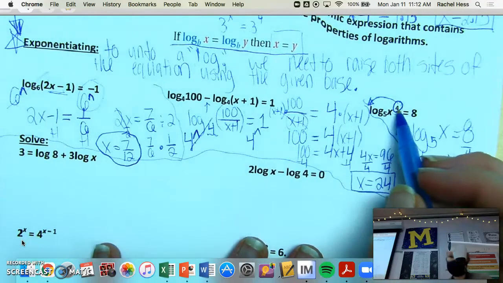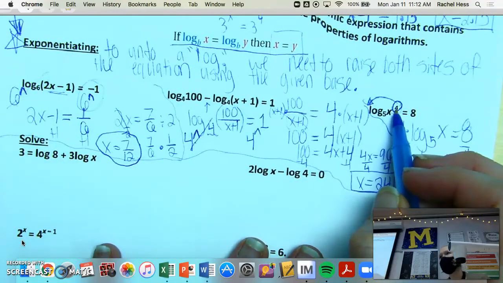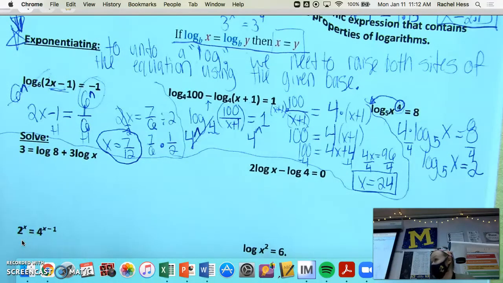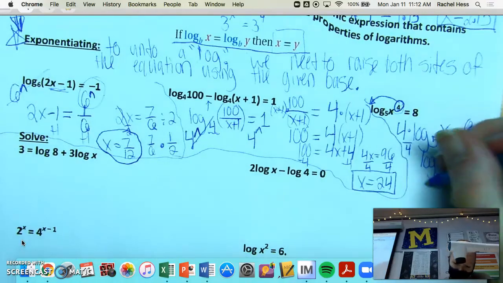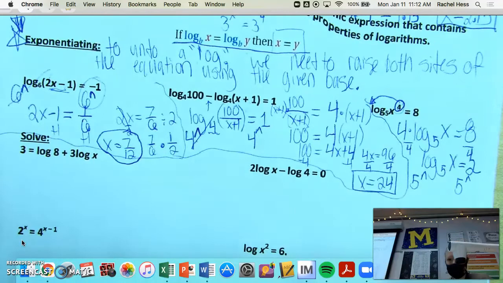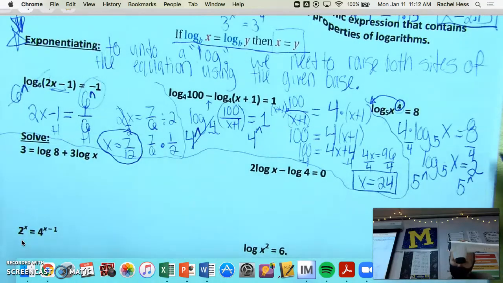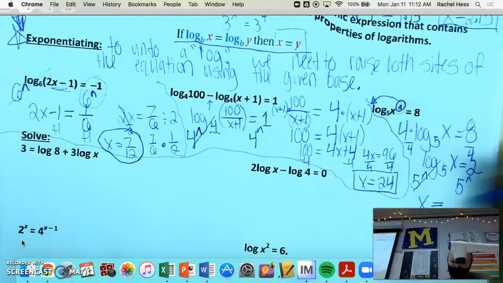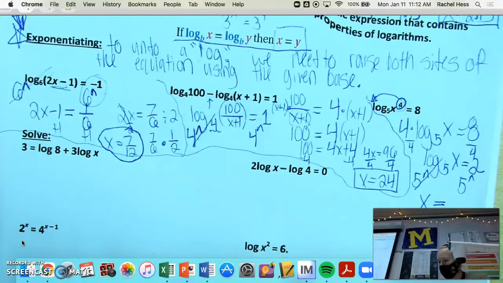And I'll tell you, it is really smart to move this out front, because trying to solve something that's x to the 4th power, you're not going to want to do quartic roots. That's terrible. You're going to want to bring that number out front and divide it out. It will make your life way easier. So now I get to exponentiate to get rid of the log. 5 to the log base 5 power cancels. So I'm just left with an x over here. And then 5 squared gives me 25.